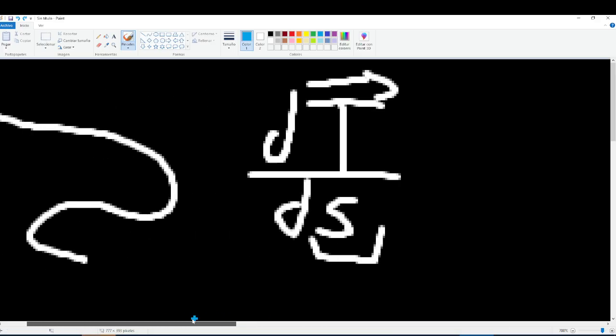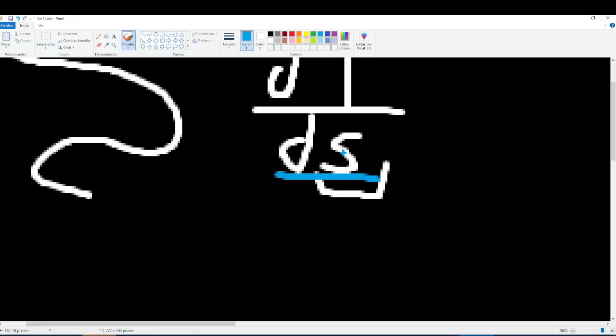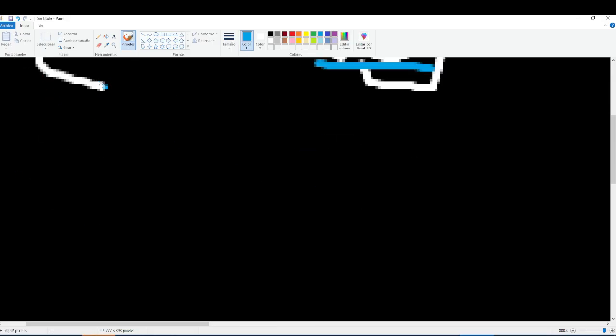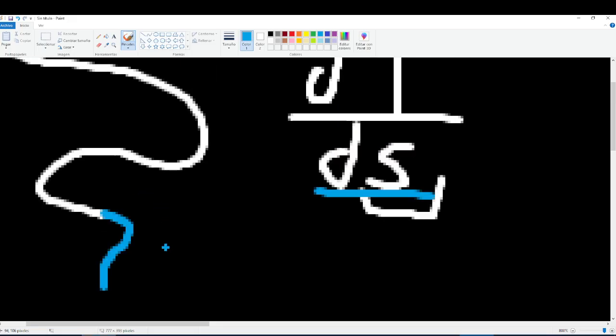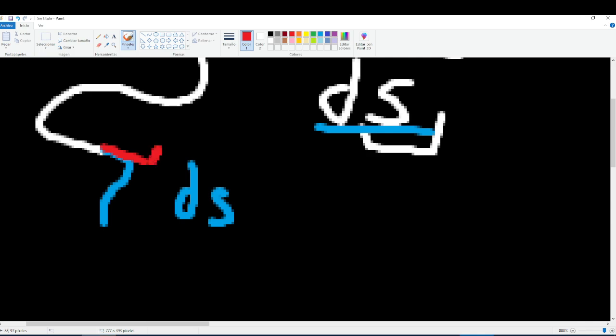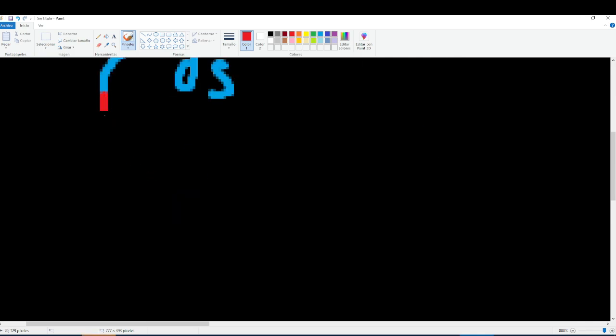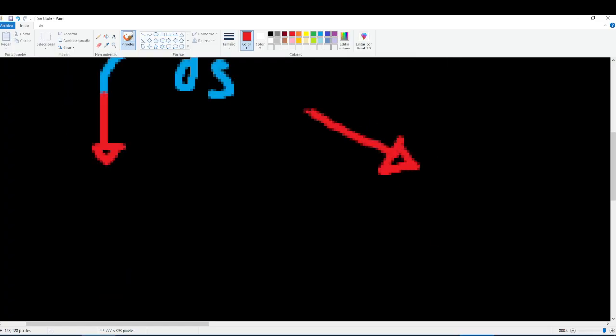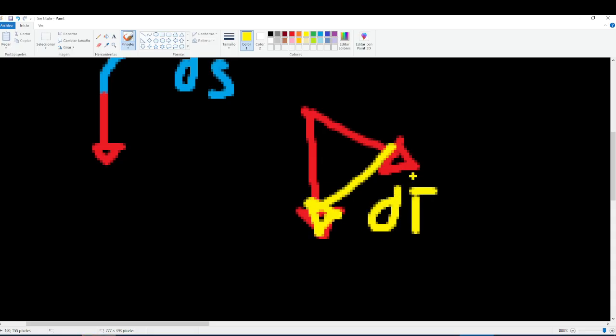Why is it? And then I started thinking, this ds is a change in the length of the parametric curve. So basically, after we take a small step, this whole length would be the ds. And then before we got this tangent, and after we got this tangent. So if we put them side by side, this would be the change in tangent.